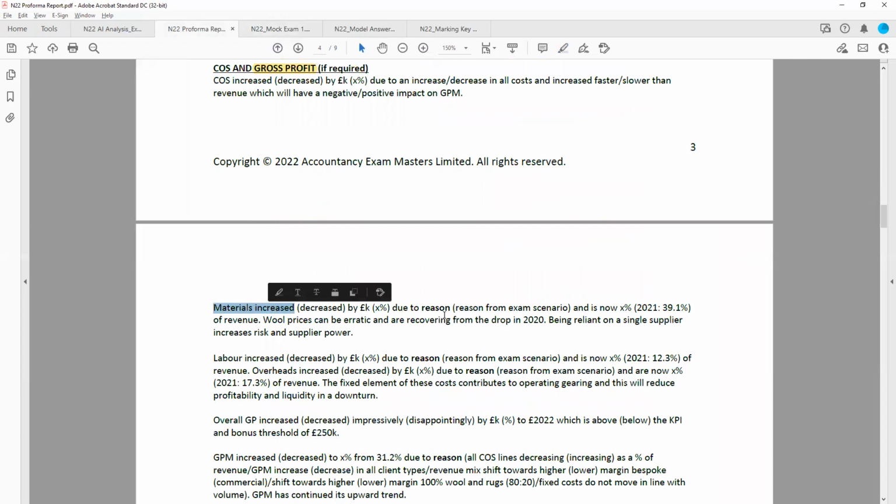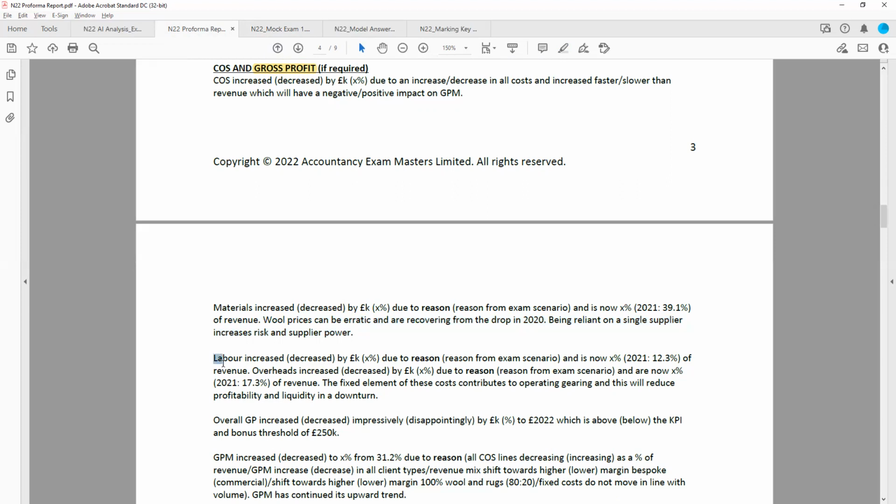Materials up, with the reason being that the supplier put the prices up. Could look at it as a percentage of revenue. Could have context points. We're told in the AI that wool prices are erratic and they're recovering now from their drop in 2020. We could also mention that being reliant on a single supplier increases risk and supplier power. Of course, if that's their only supplier, there's nothing they can really do at this point about that price increase.